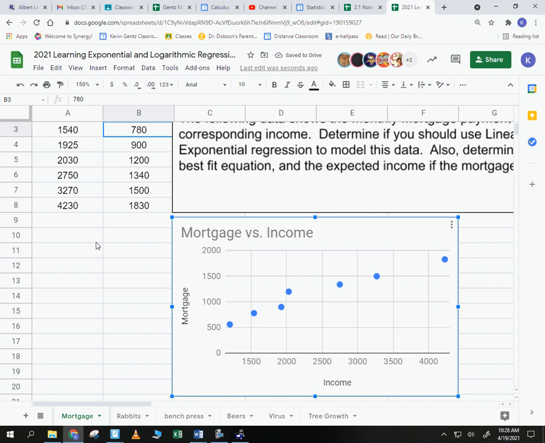I think a line fits through it pretty well, don't you? Sure seems like it's not perfect, but I bet if we used linear regression, I bet we come up with a line that fit this really, really well. Looks like I could draw a line just like that. Okay. So let's go ahead and use our linear regression option.